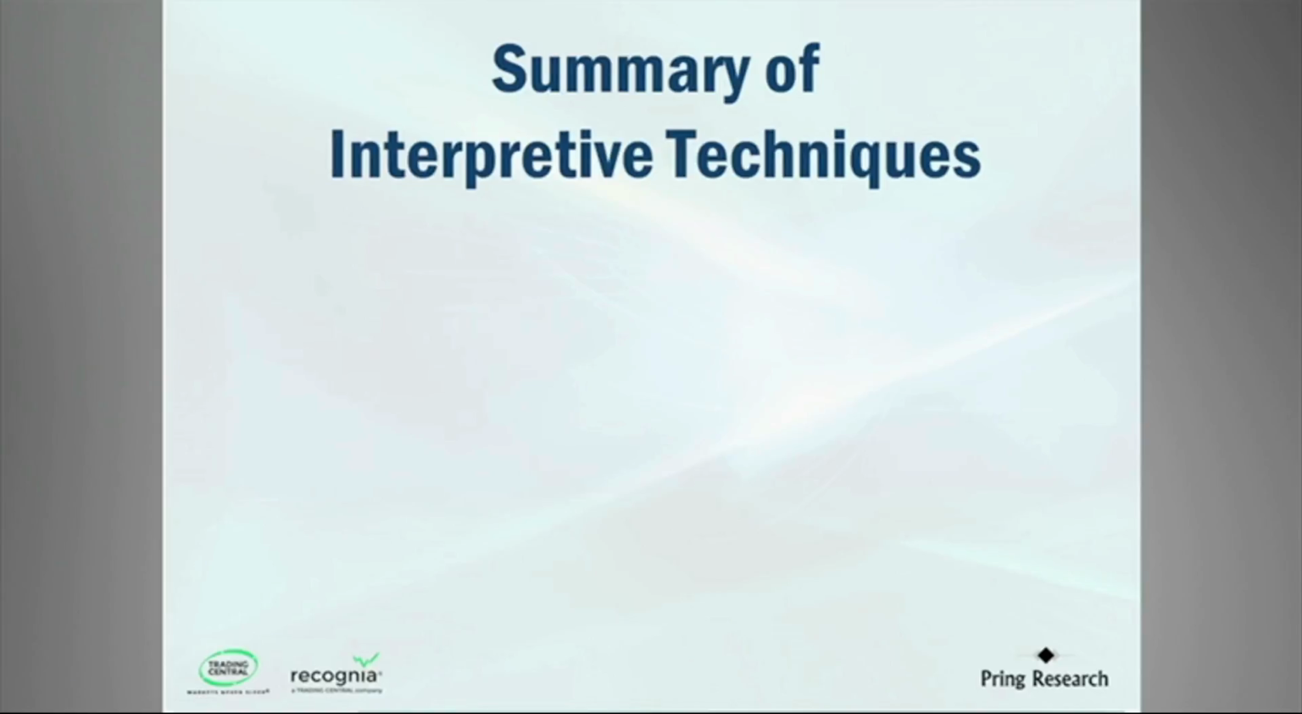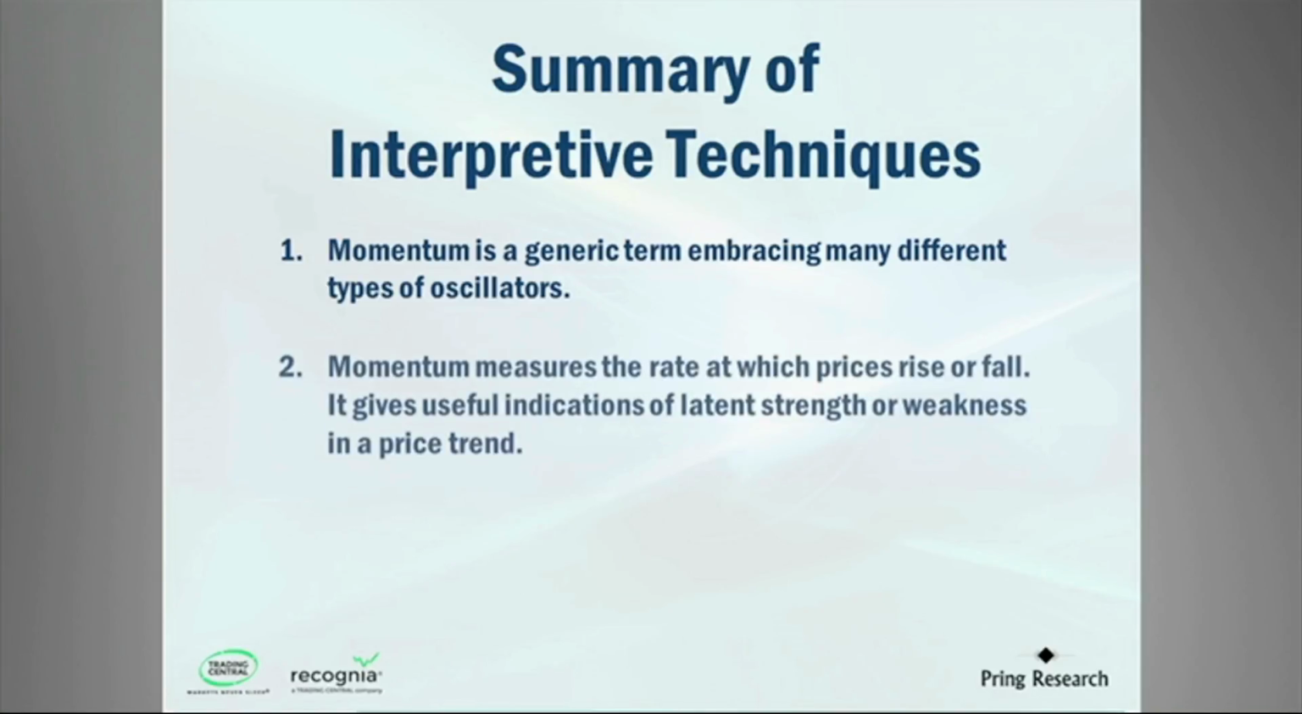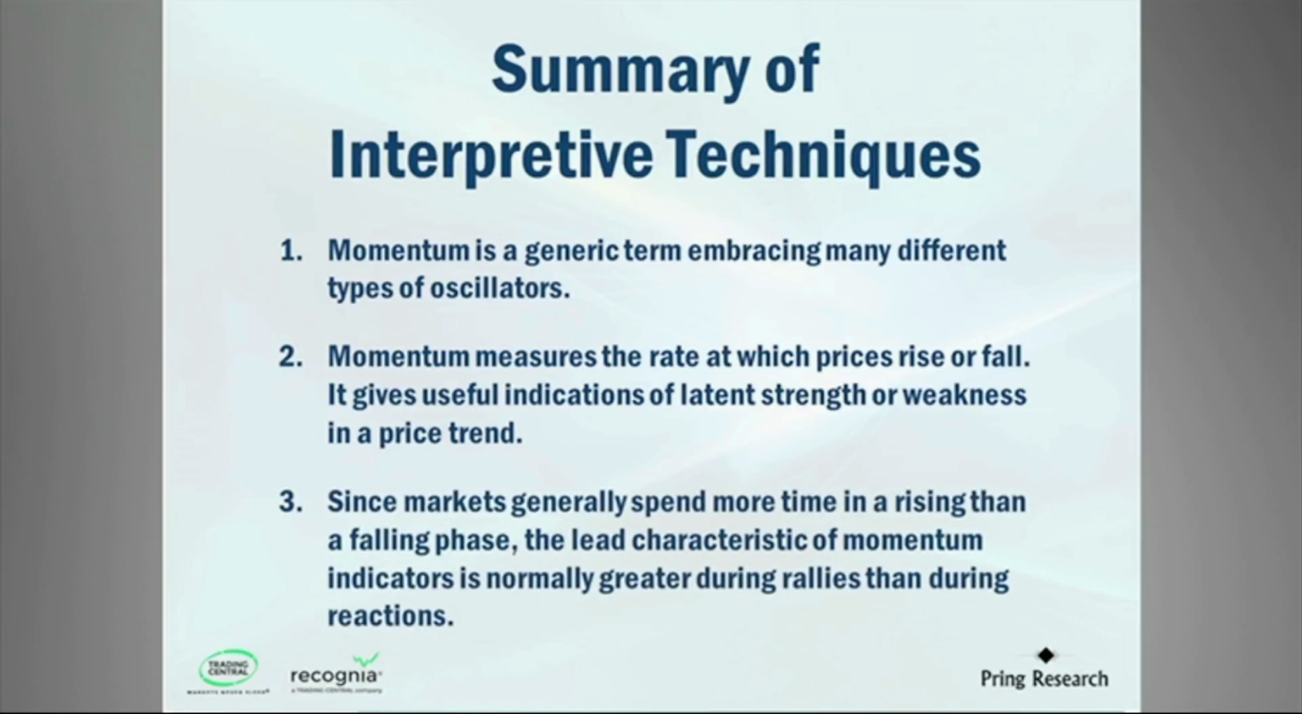In summary, 1. Momentum is a generic term embracing many different types of oscillator. 2. Momentum measures the rate at which prices rise or fall. It gives useful indications of latent strength or weakness in a price trend. This is because prices usually rise at their fastest pace well ahead of their peak and normally decline at their greatest speed before their ultimate low. 3. Since markets generally spend more time rising than falling, the lead characteristic of momentum indicators is normally greater during rallies than during reactions.